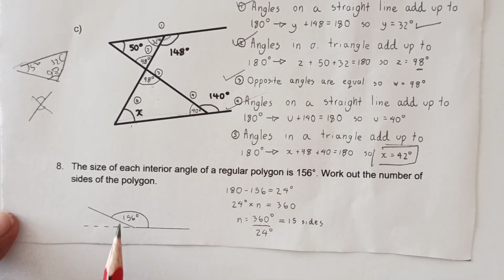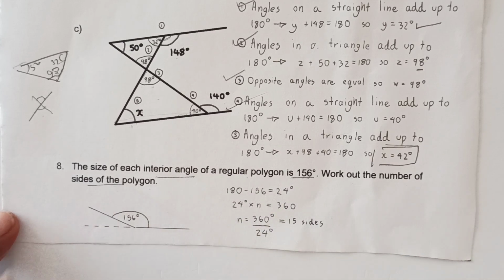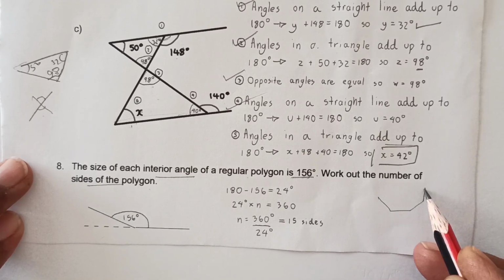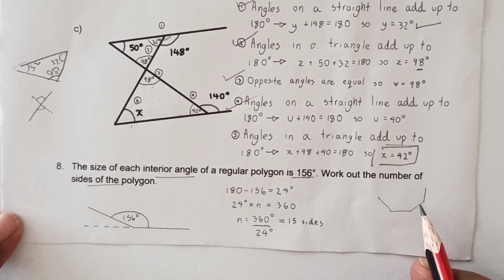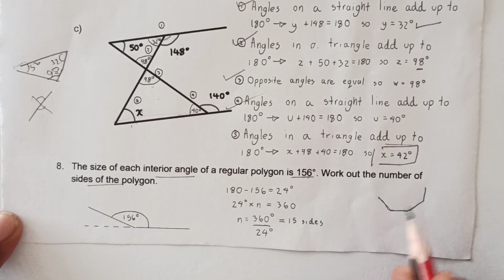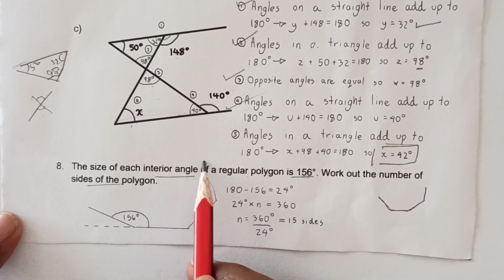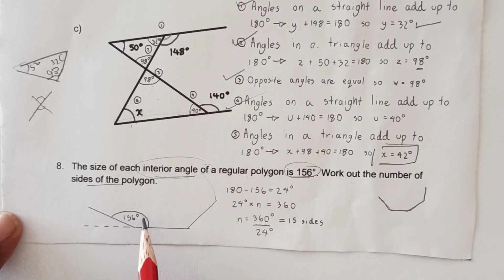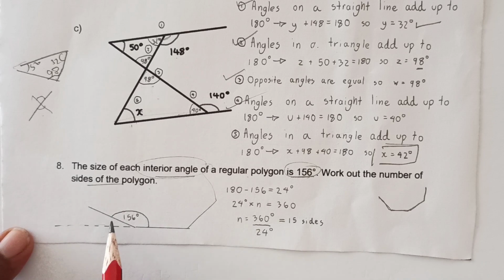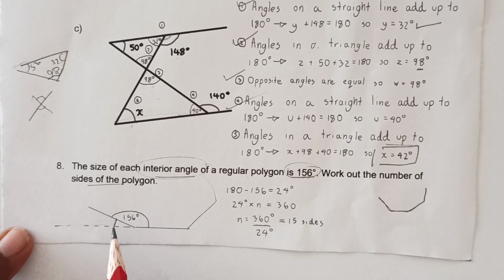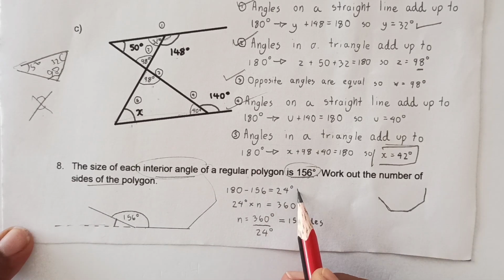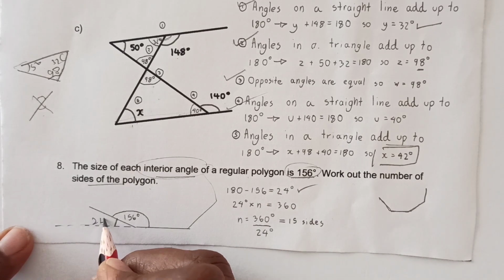Now next question we have here: the size of each interior angle of a regular polygon is 156. Work out the number of sides of the polygon. So we have a polygon, and we don't know how many sides there are. You can easily see that it is something like this. We are given the interior angle as 156. If you extend this line, these two angles will add up to 180 because this is a straight line. So from this property we will get this angle as 24, right?